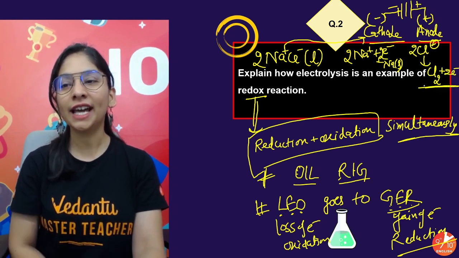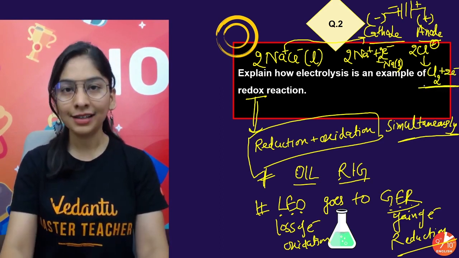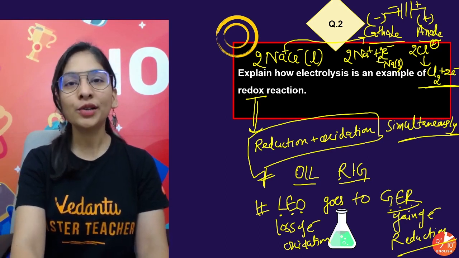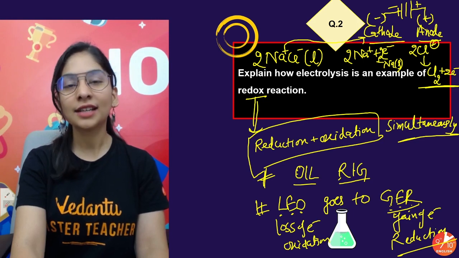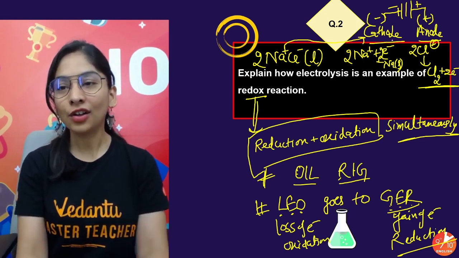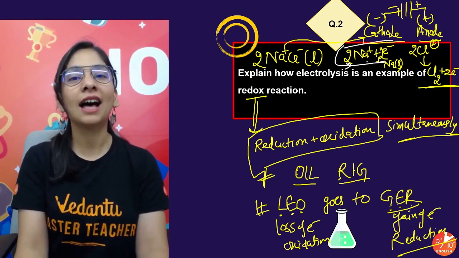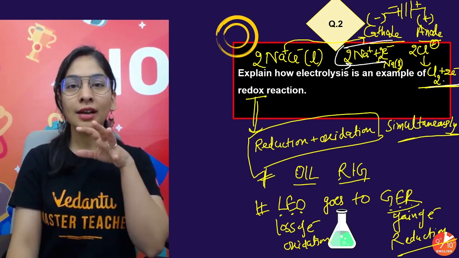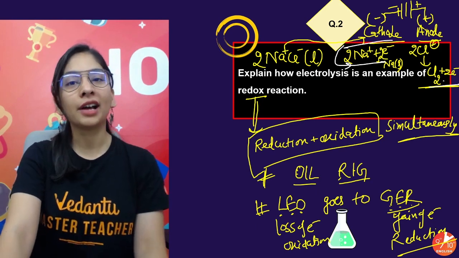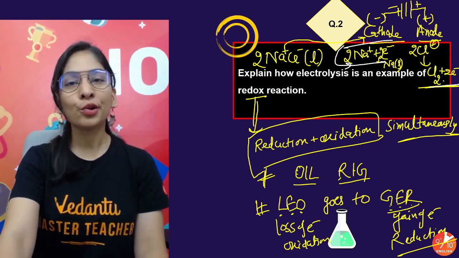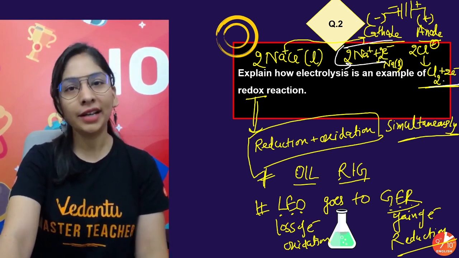So what do you see at the anode? Loss of electron, that's oxidation. What do you see at the cathode? Gain of electron, that's what? That's reduction. So cathode is where reduction occurs, anode oxidation. Electrolysis is a reaction where oxidation and reduction take place simultaneously. So you can always explain that with the help of an example.